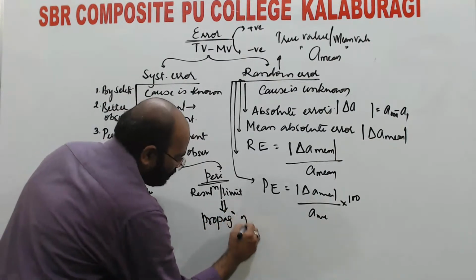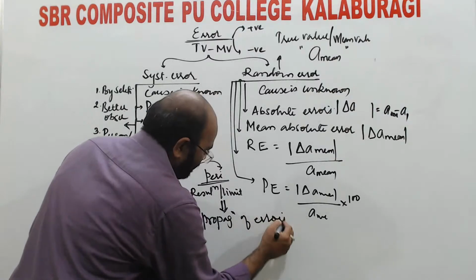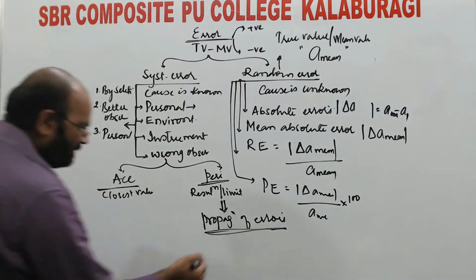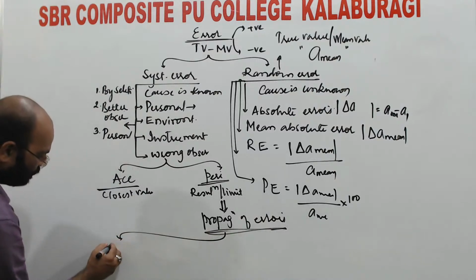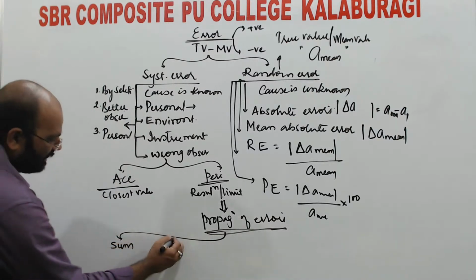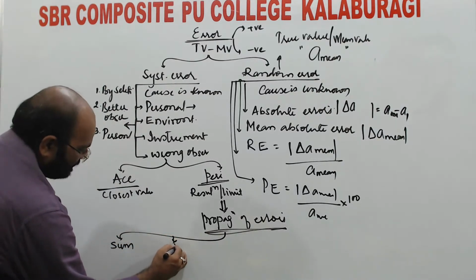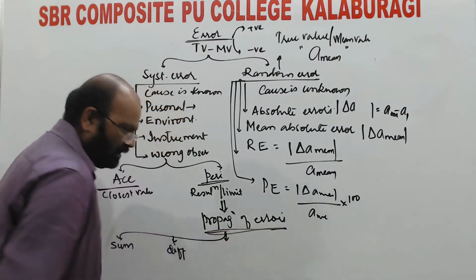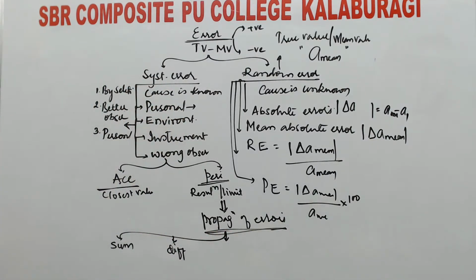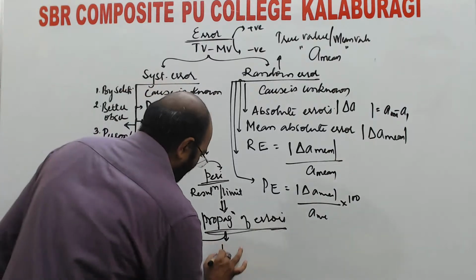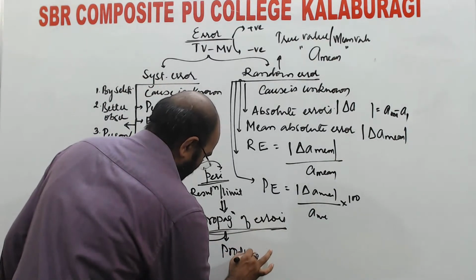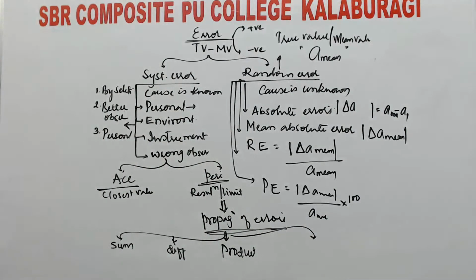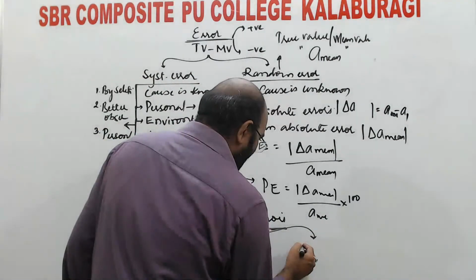Propagation of errors. The first is propagation of error due to sum. The second is difference. Then the third is product. And the fourth one, which we discussed today, is division.